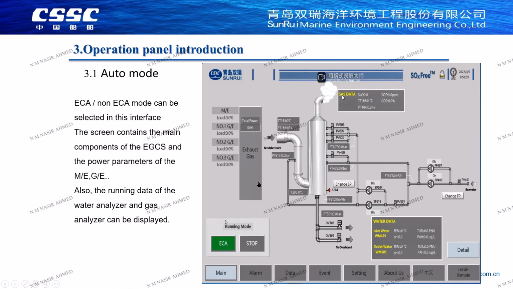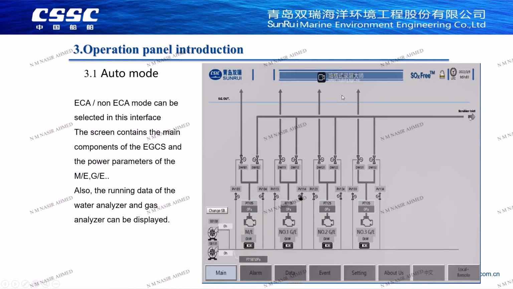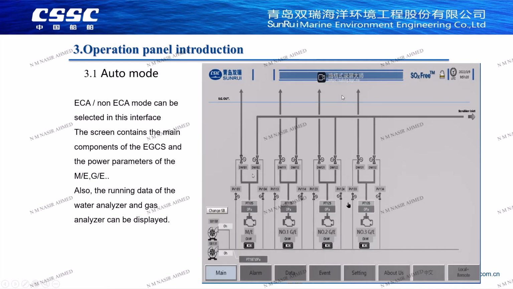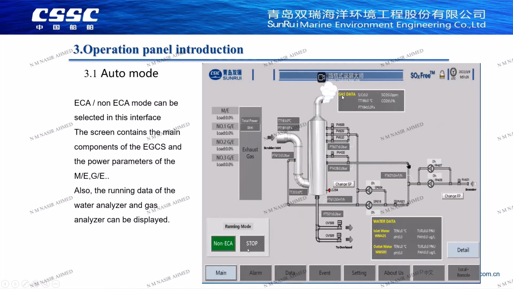Then we enter the smoke interface. This is the main interface of our group. When it starts, you can choose between ECA and non-ECA. Now we select the ECA region, and then the smoke interface. So far, this is a simulation. And when it stops, click the Stop button and hold for 3 seconds. Then the system stops. And now it's in the non-ECA zone.